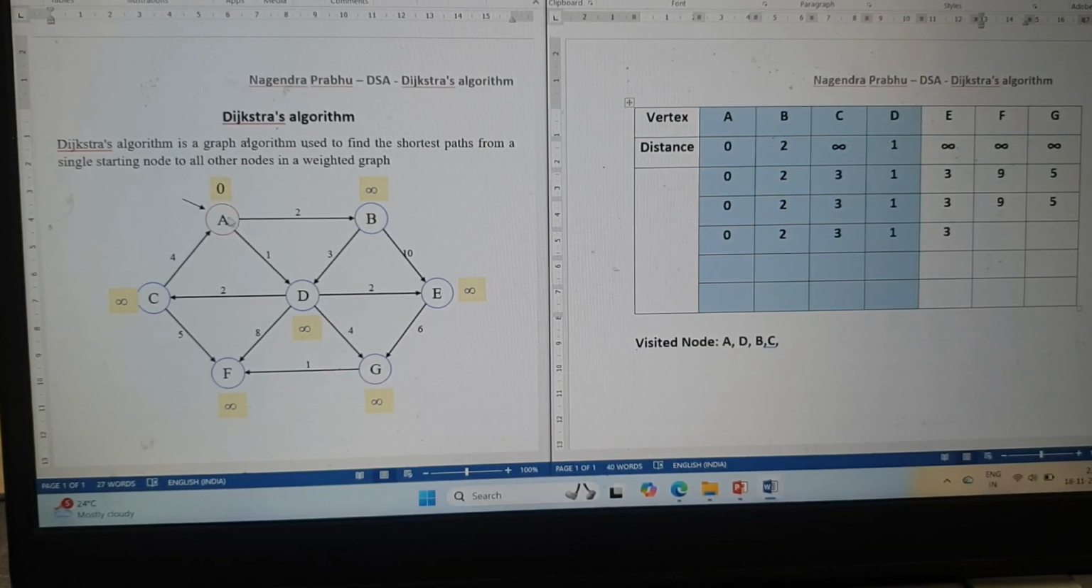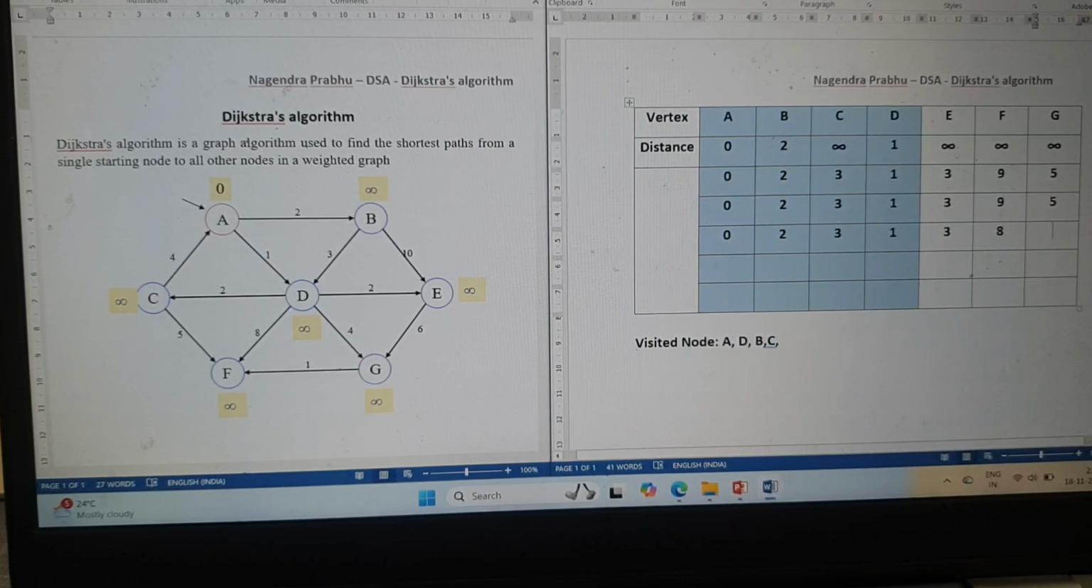Our starting point is A, so A to D to C to F. So check the value: 1 plus 2 plus 5 is 8, but here the previous value is 9. So we can put the minimum of 8 or 9, so we put 8. Now the 9 value is updated by 8. You can see here C to F direct path is there, that is 5. Our starting point is A, so A to D to C to F, so 5 plus 2 plus 1, 8 I have given here.